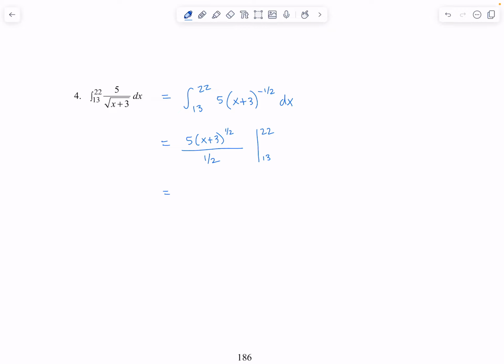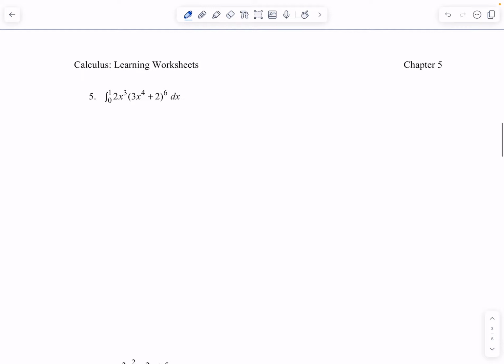We can reduce this. We'll have 10 times x plus 3 to the 1/2 from 13 to 22. And so we'll have 10 times 22 plus 3 to the 1/2 minus 10 times 13 plus 3 to the 1/2. This will give us 10 times 5 minus 10 times 4, and so we end with 10.